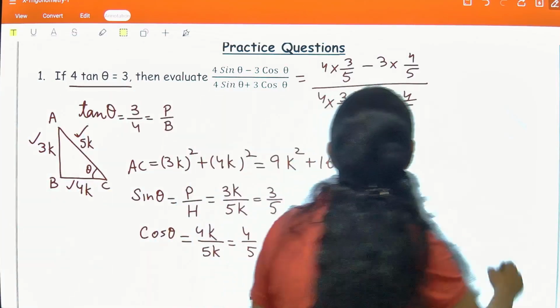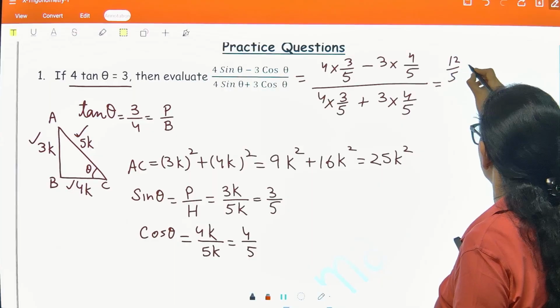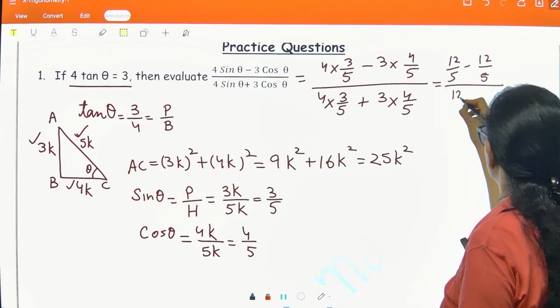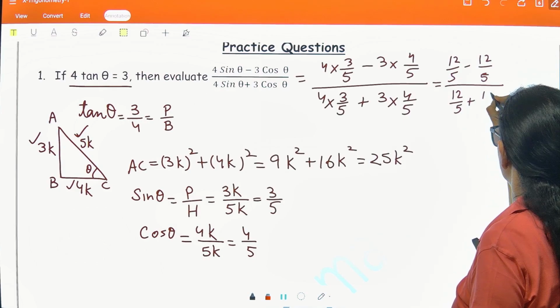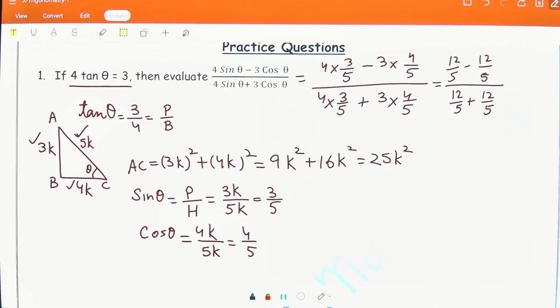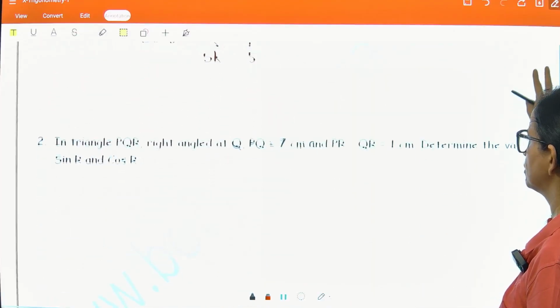So let's do that. 4 3s is 12. So that means this comes out to be 12 by 5 minus 12 by 5 upon 12 by 5 plus 12 by 5. Now the numerator becomes 0 irrespective of the denominator. The answer is 0. Clear? I hope you were able to do the question. Let's look at another question.